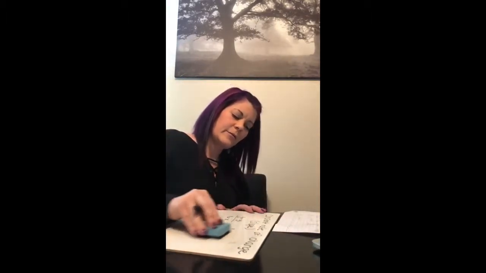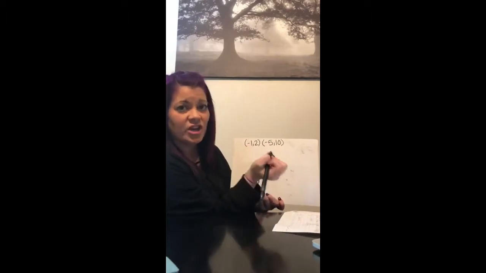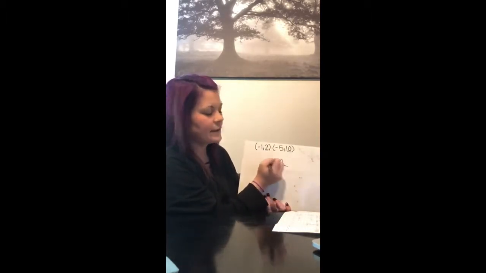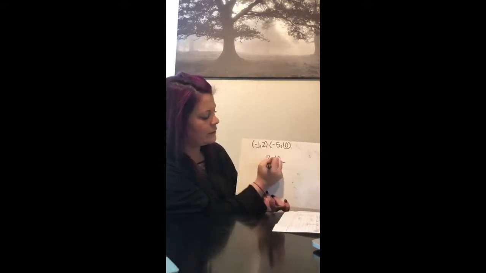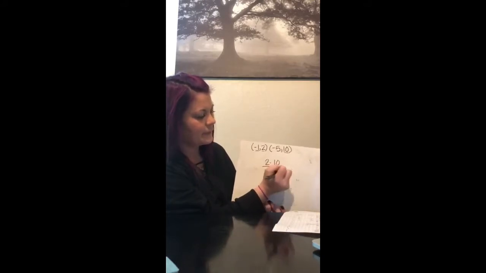So let's figure out slope with 2 points. So for example, if I have (-1, 2) and (-5, 10), and I want to determine the slope, all I need to do is the change in y's, which basically is the difference in the y's. So I'm going to subtract 2 minus 10. And then I'm going to put it over the difference in the x's, the change in the x's. So -1 minus -5. Okay?